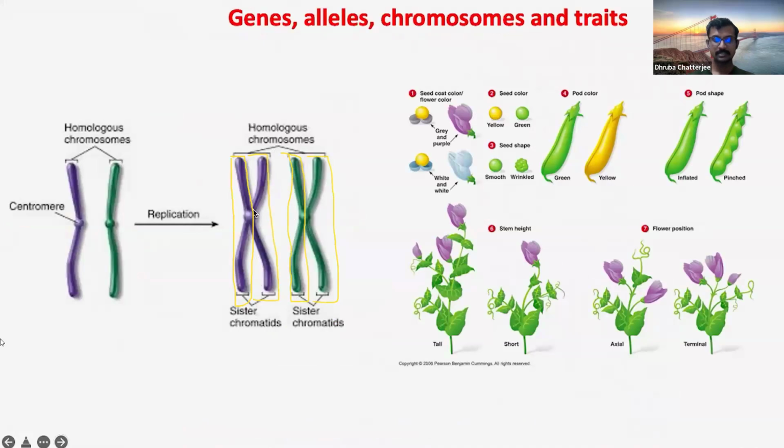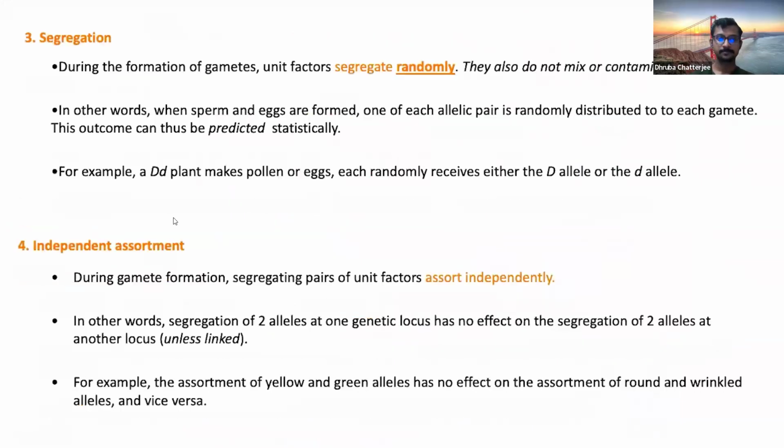That is the law of segregation, and these alleles or genes are never contaminating or mixing with one another. So that is the law of segregation. Now the fourth observation from his experiments was independent assortment.